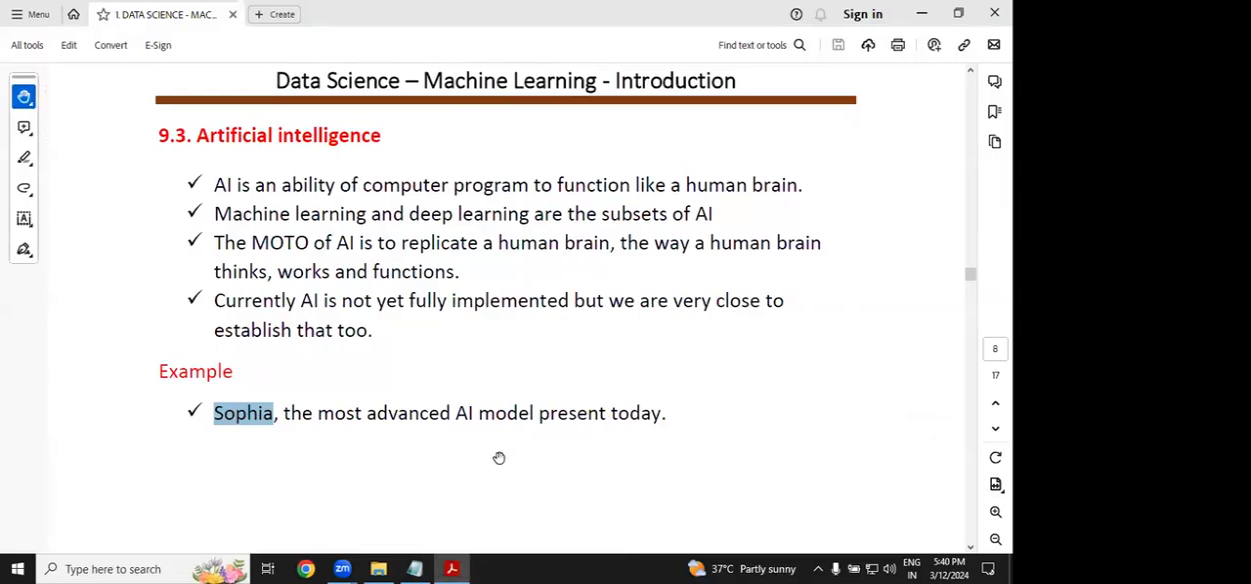Fine then. So currently AI is not yet fully implemented, but we are very close to establishing that too. Whenever you want to talk about AI, it takes a minimum of 3 to 4 years, sir. But if you learn data science, machine learning, deep learning, you almost belong to AI. Good.